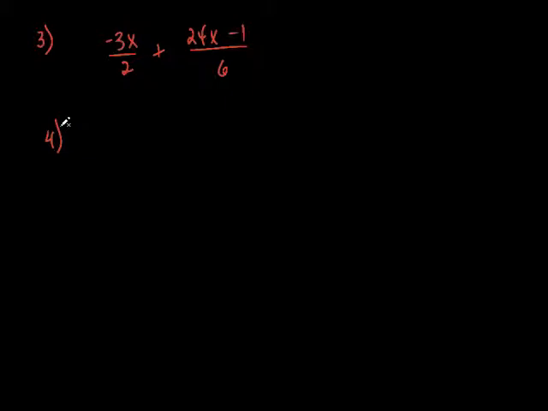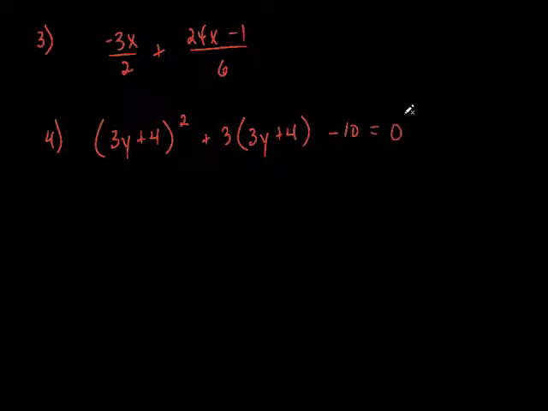So, alright, let's go to number 4 then. Now, I didn't record that one from yesterday, but you should have that in your notes. Alright. So, let's do number 4 then. Trying to save some time. (3y plus 4) squared plus 3 times (3y plus 4), and then minus 10 equals 0.